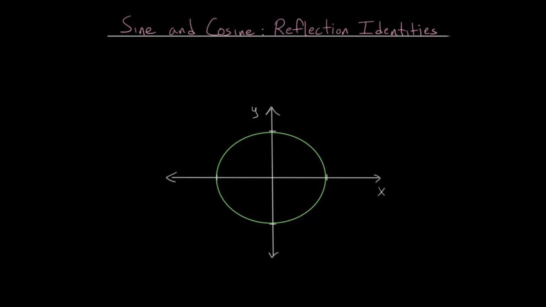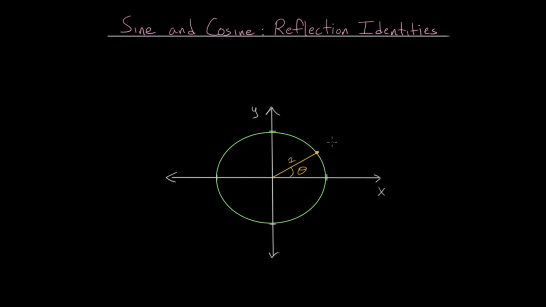In this video, I'd like to talk about the reflection identities for the sine and cosine function. And here we have a picture of the unit circle where the radius of the circle is 1. And what we want to do is consider some angle theta. We can call this right here theta. And again, since we're on the unit circle, we know the radius of this circle is simply 1.